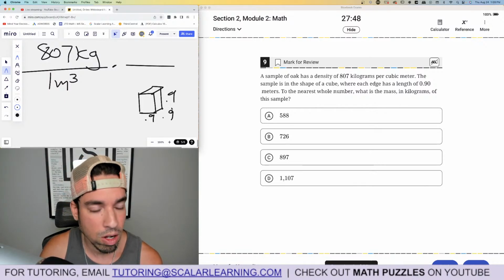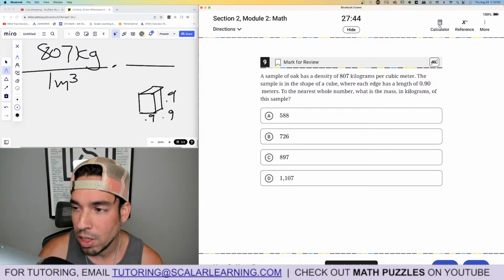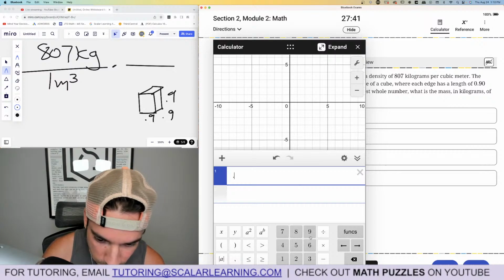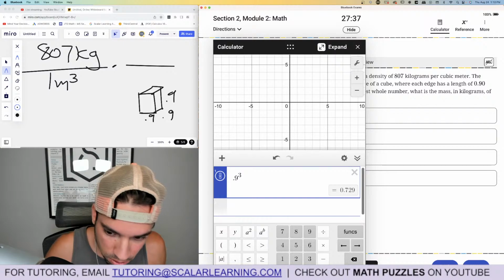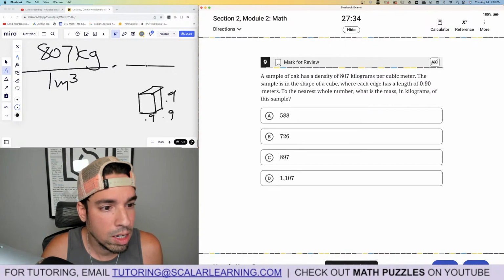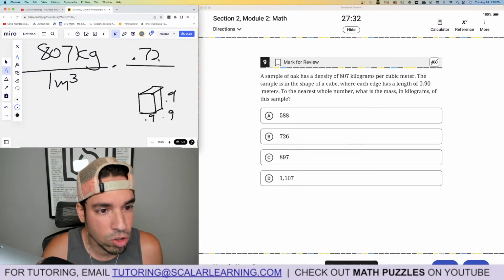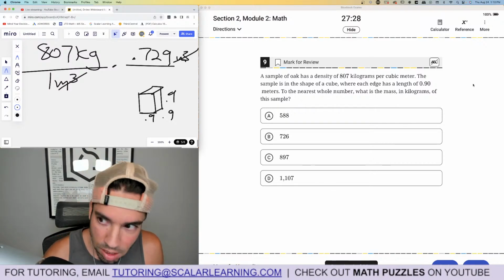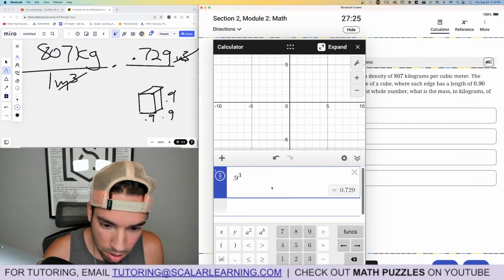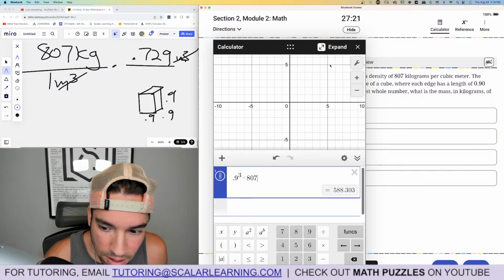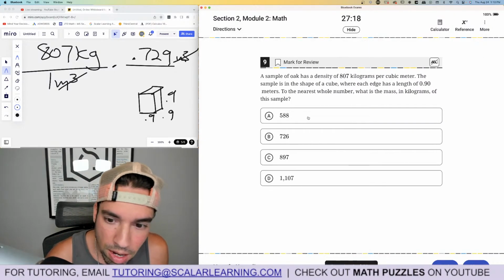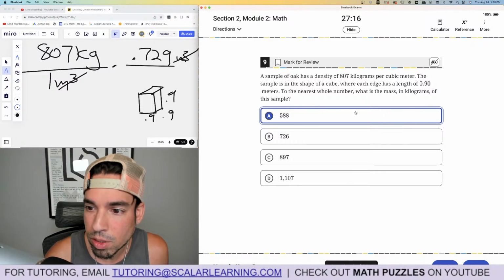So what is the volume? Since each side is 0.9, it's 0.9 times 0.9 times 0.9, which I believe is 0.729 from my recollection. But let's double check. 0.9 to the third. Yep, 0.729. So then we have times 0.729 meters cubed. Cancel. So let's do that in Desmos. It's just that times 807, and we get 588.303. 588 is the answer, kilograms, done.